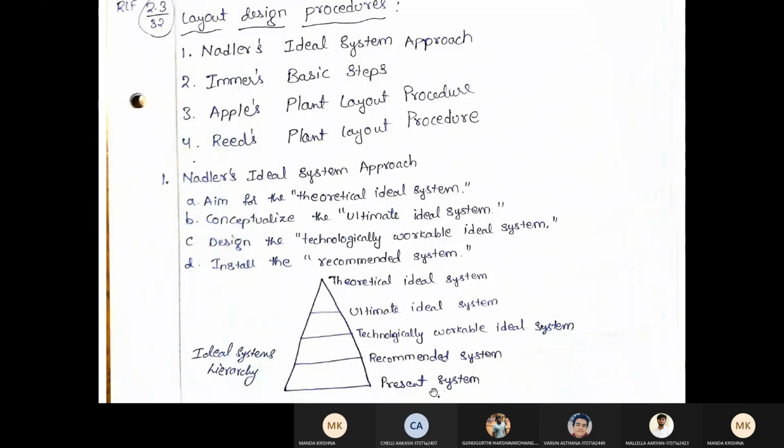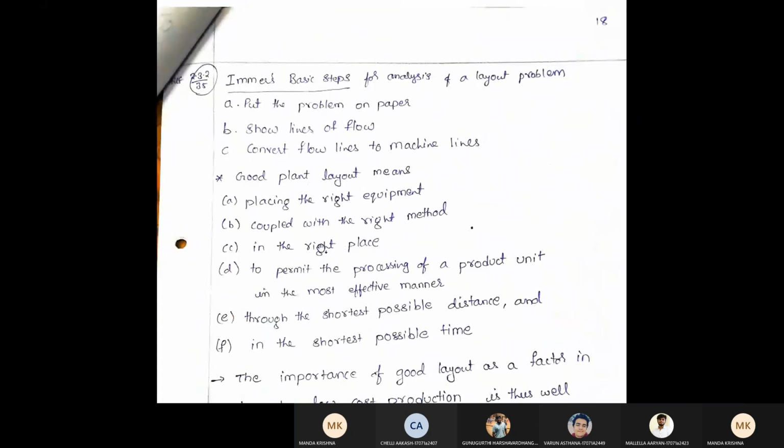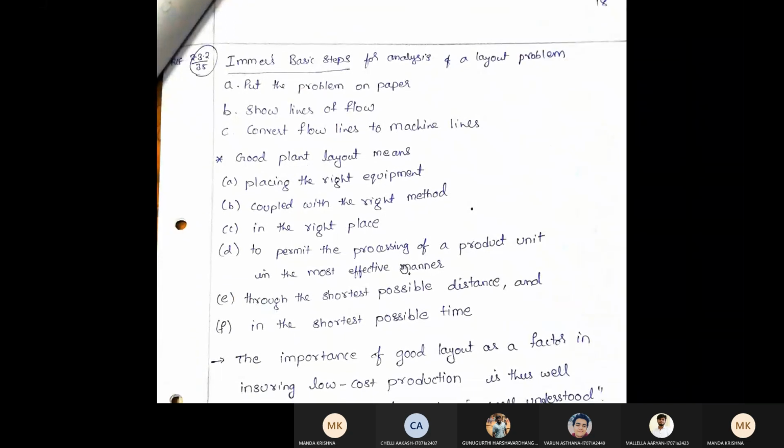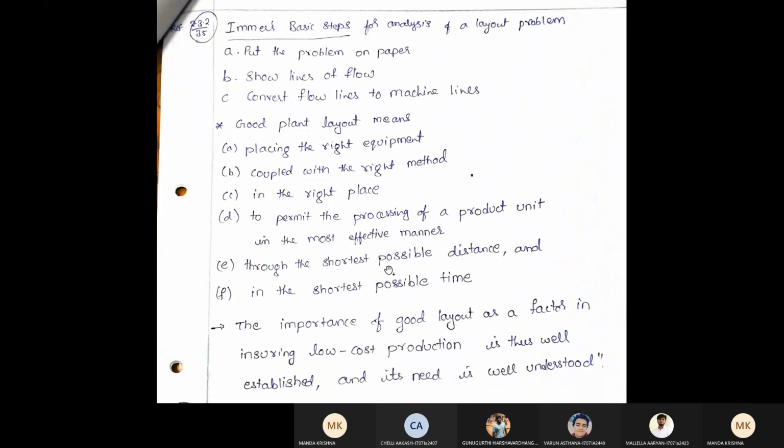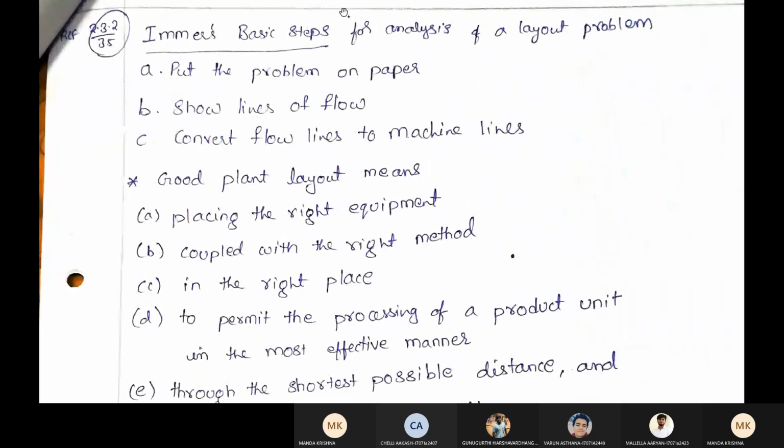Next, the most basic steps for analysis of a layout problem. Whatever we have seen initially, 6 steps, we are increasing those steps. If you see, put the problem on paper, show lines of flow, convert the flow lines to machine lines. These are the basic steps.